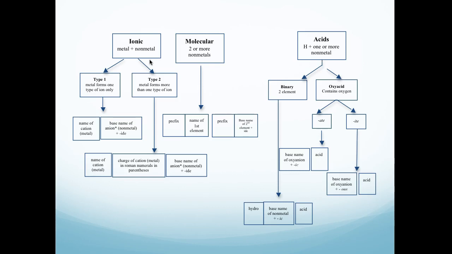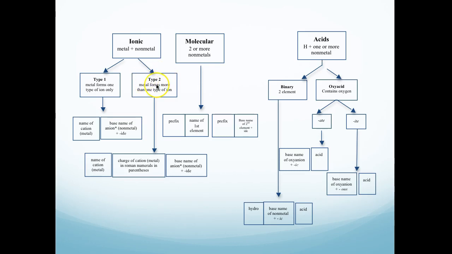And we have two types. We have type 1 and type 2. And the only difference between the two is going to be the type of metal we have. So we talked about the difference between main group metals, and those are going to be type 1 because they have the same charge all the time. We don't need to tell anyone what the charge is because it doesn't change. Whereas type 2, these are mostly going to be our transition metals.